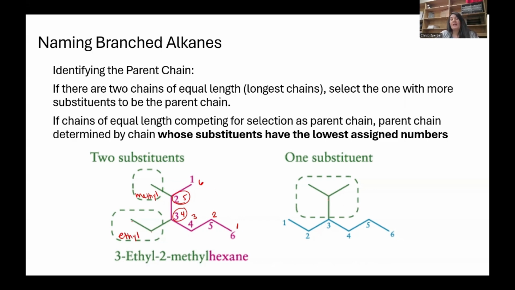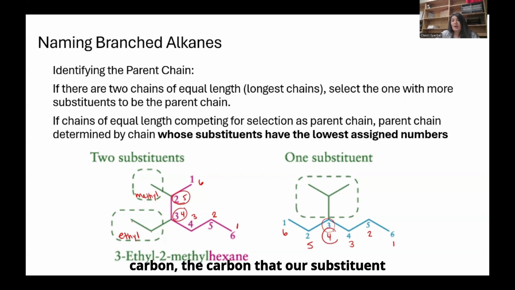Again, another example is over here. We have a substituent on carbon 3. If we numbered from right to left, it'd be 1, 2, 3, 4, 5, 6. And if we numbered right to left, the carbon that our substituent would be on would be carbon 4. That is a higher number than carbon 3, so that's why it is numbered from left to right.